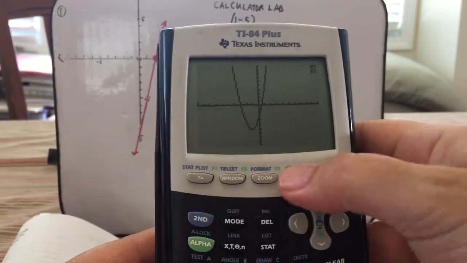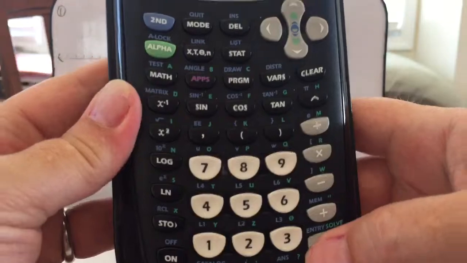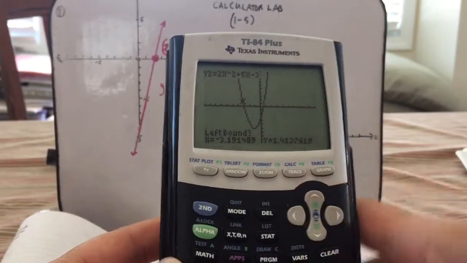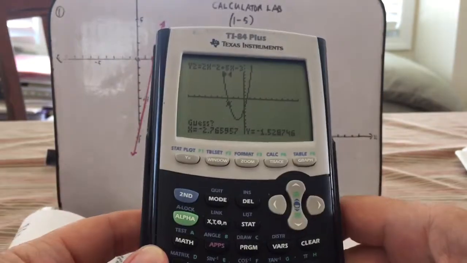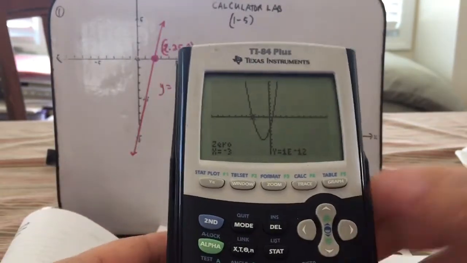I have to go through the process again to get my calc back up here. So number 2, I need a left bound. I need a right bound. I don't know if it's going to do it again. I'm going to guess. Yeah, it did.